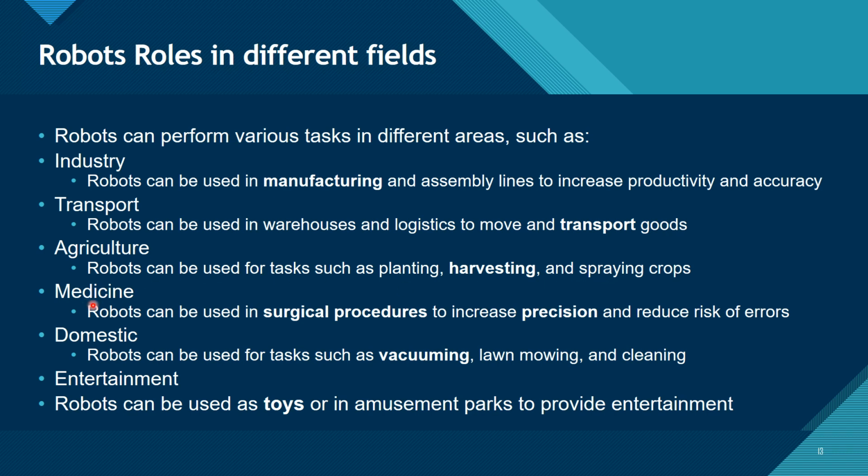In the medicine field, we are using robots for surgical procedures to improve precision and reduce risks of errors. Domestic robots can be used for different daily household chores: vacuuming, cleaning, lawn mowing. In entertainment, we can use robots for toys or in an amusement park to provide entertainment.